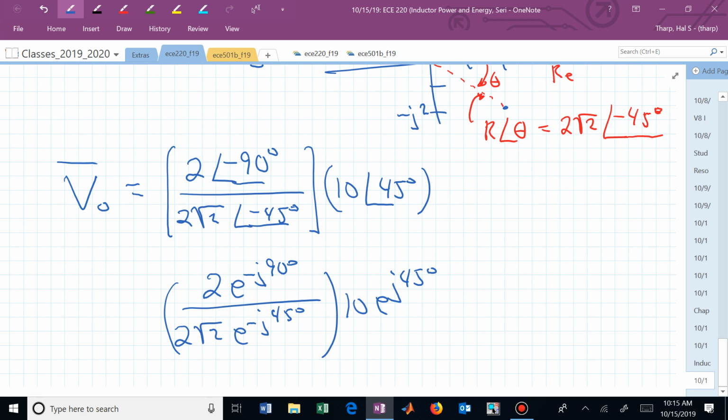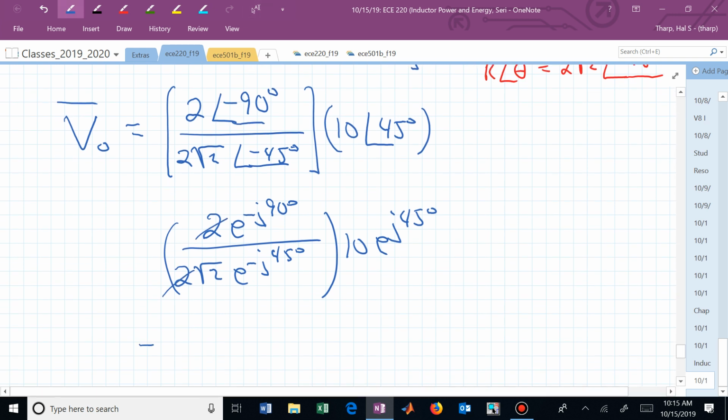And we won't do this middle step. You'll just mentally remember that that's what you're doing. And to deal with all the magnitudes, you just multiply and divide. We have a couple of 2's that cancel. And we're left magnitude-wise with 10 over the square root of 2.